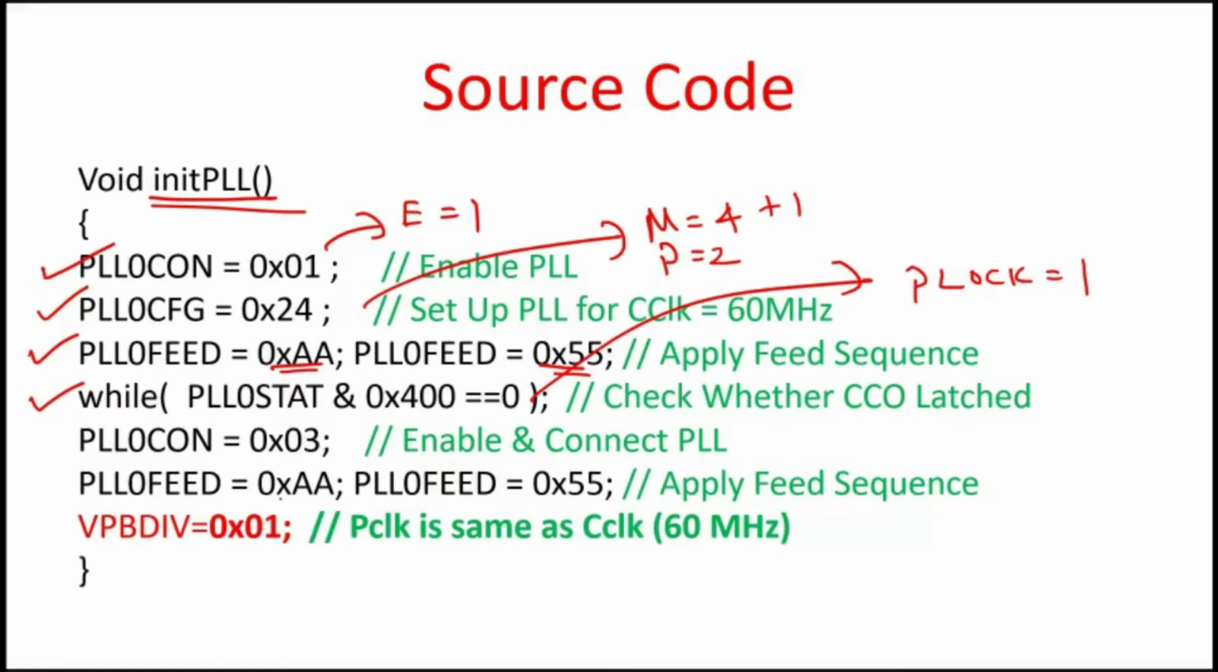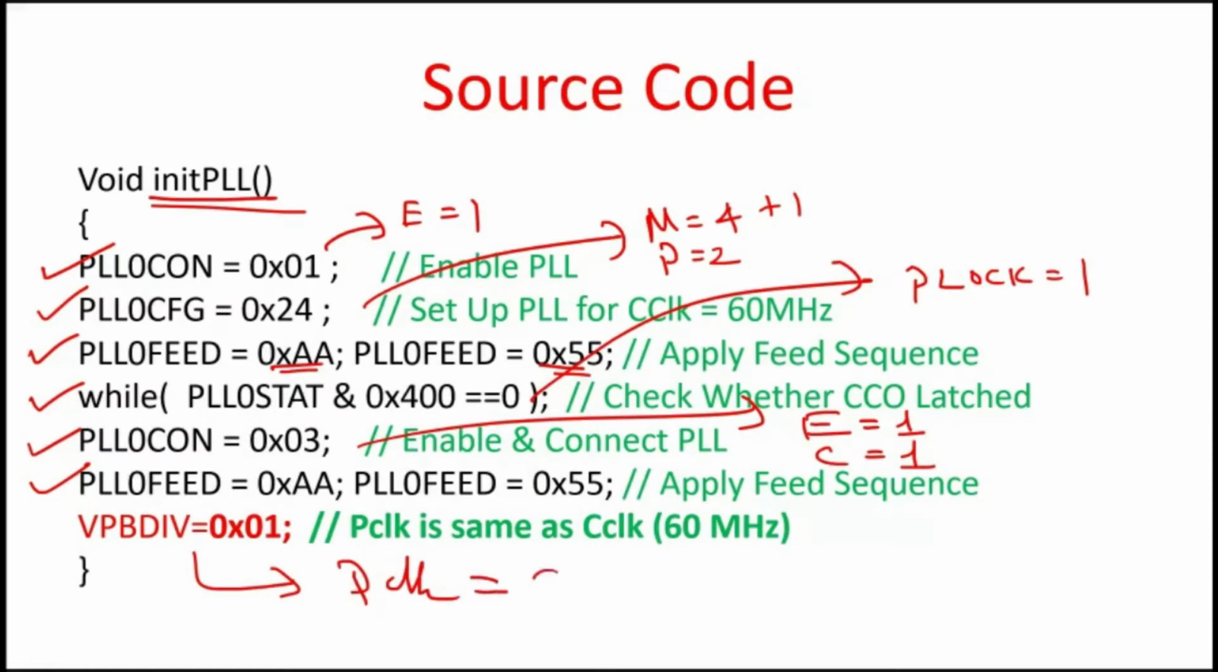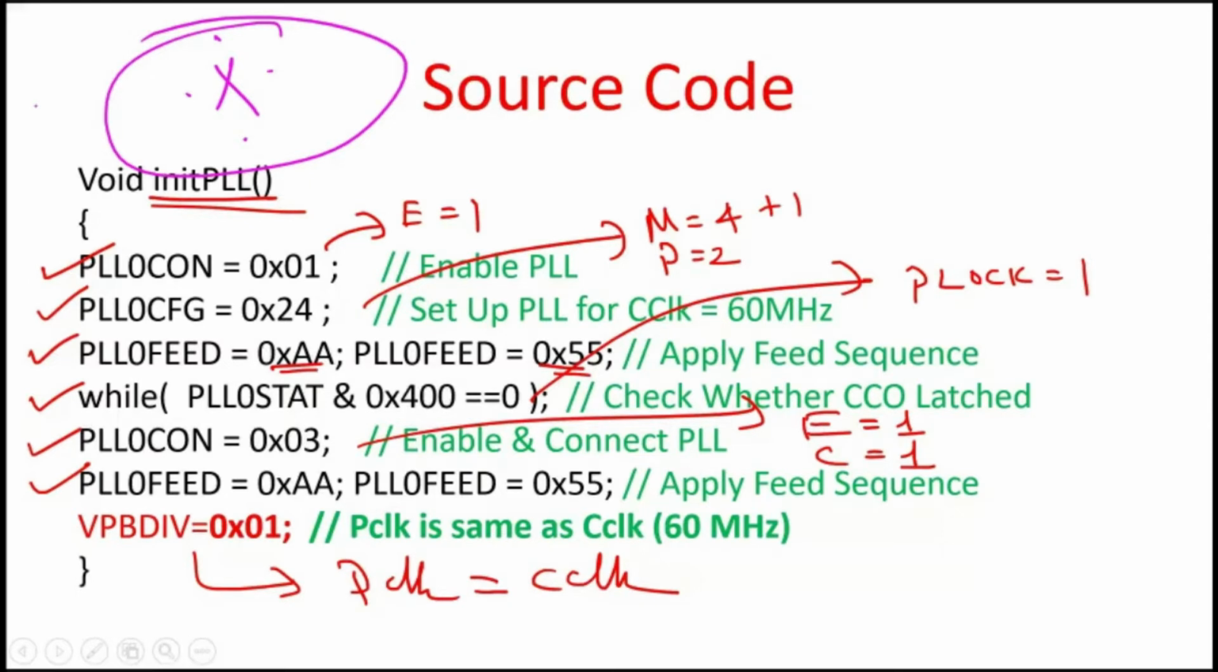If P lock is equal to 1, then I connect the PLL. So in this case, enable is equal to 1, connect is also equal to 1. I again issue the feed sequence. Finally, I derive the peripheral clock. P clock is equal to C clock. This init PLL has to be the very first statement in all your microcontroller code, which involves timing. If there is no requirement for timing, then there is no need. If you are planning to use timing, then generating 60 MHz is mandatory. In that case, it is expected that you follow this without fail.